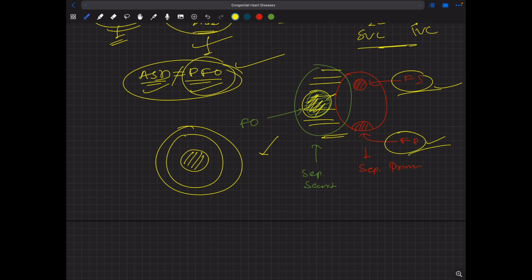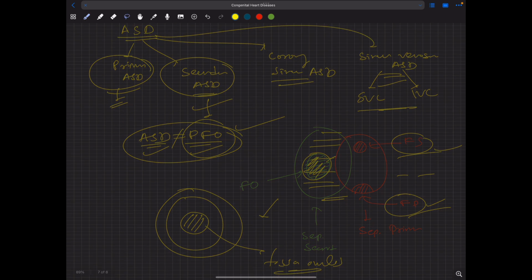It is due to a defect in fusion of septum primum and septum secundum, and once it is fused in a normal heart, this is called fossa ovalis. So this is how patent foramen ovale is different from atrial septal defect. Now I will discuss more about the atrial septal defect.